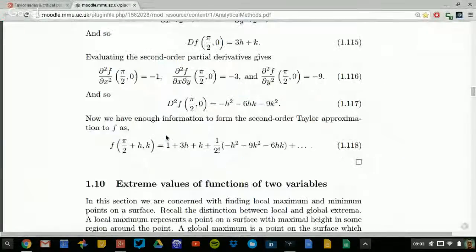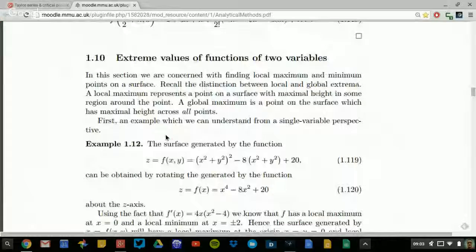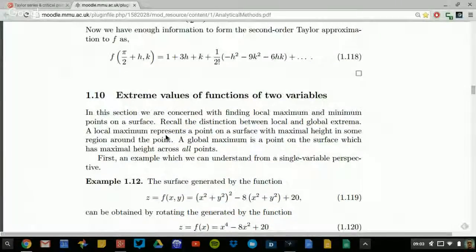of more than one variable. So that's section 1.10. Those are the two things we're going to cover today.